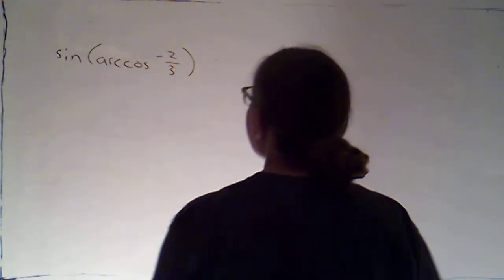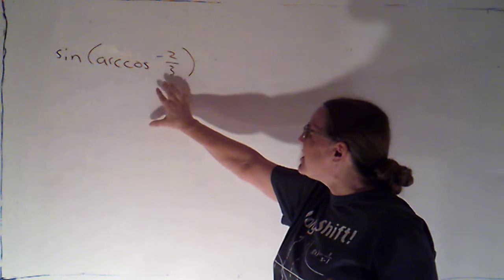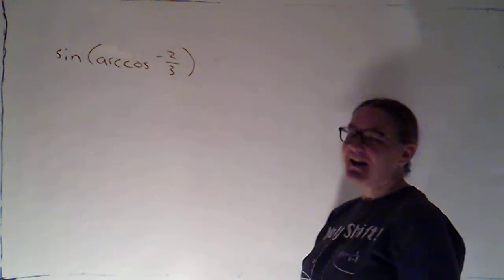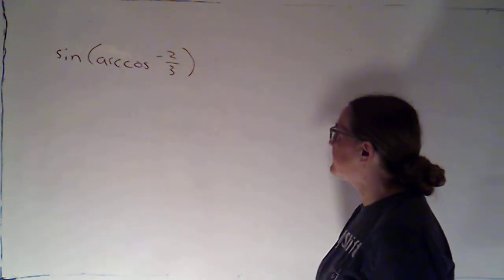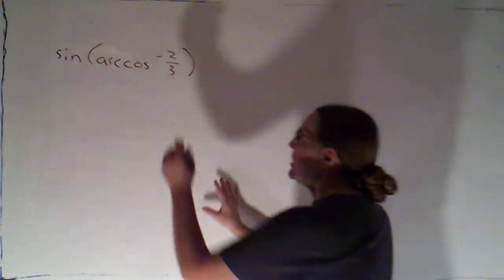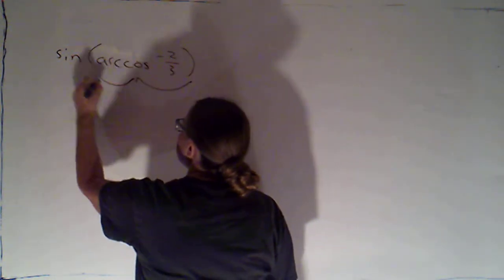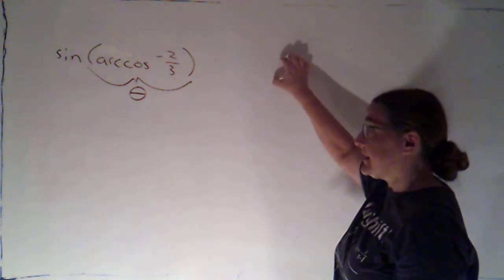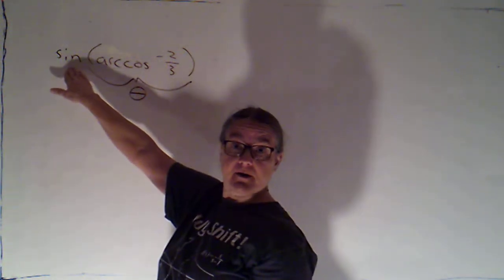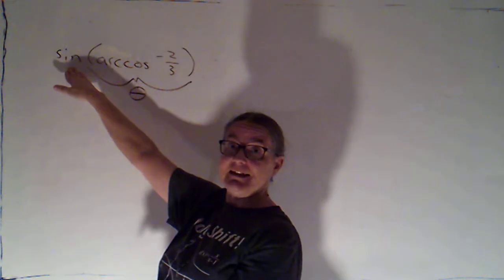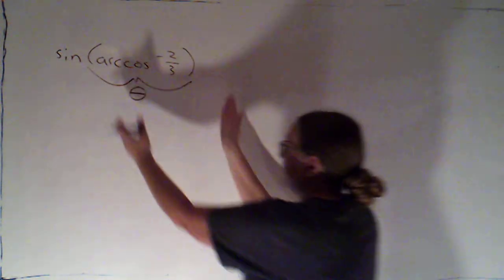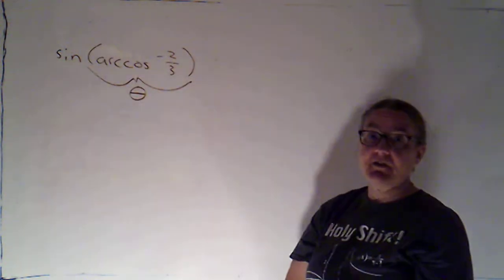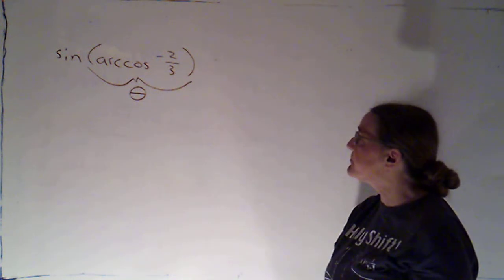Okay, I want to take a look at sine of arc cosine of negative 2/3. Now, I know this is some angle. I'm just going to give it a name that makes me think angle. The whole thing isn't an angle. The whole thing is going to be the trig ratio I get when I plug that angle into sine. So I'm just going to indicate that this part is an angle that I'm going to choose to call theta.